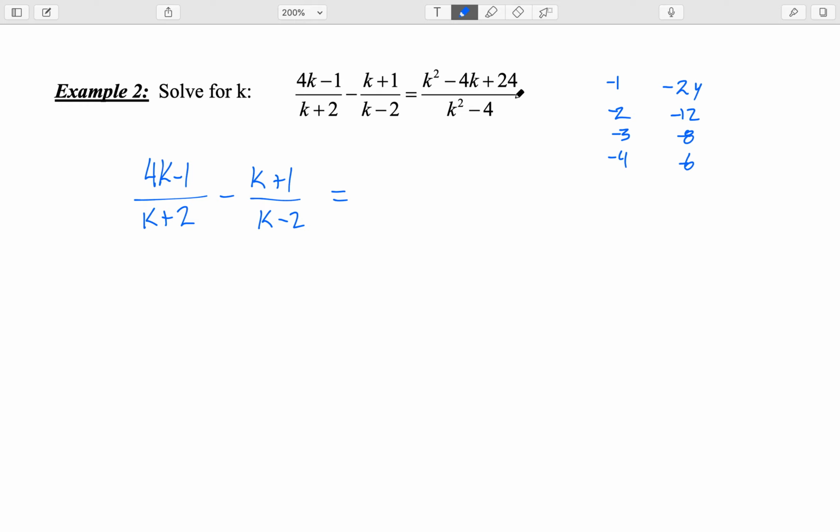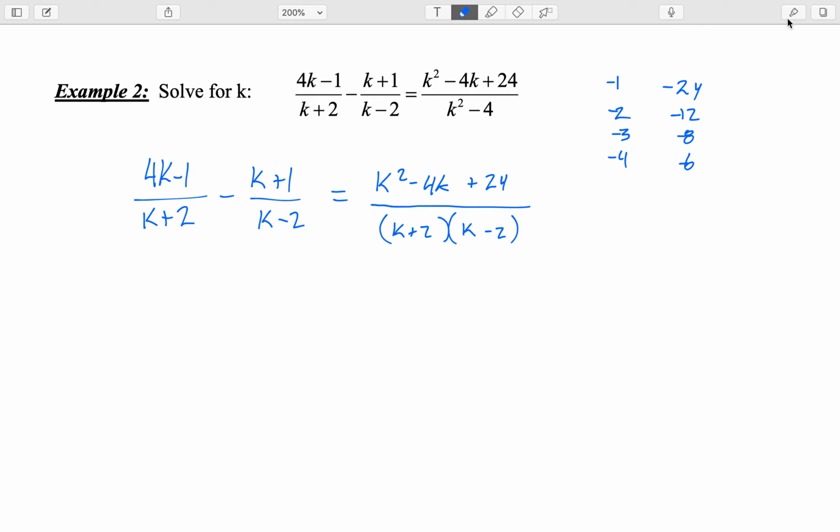Okay, well, don't break it down. Leave it alone. So just leave it like this. k squared minus 4k plus 24. It doesn't factor. Leave it alone. However, the bottom does. Oh yeah, I recognize the bottom. k plus 2, k minus 2. k plus 2, k minus 2, k plus 2. There it is. There's my LCD.